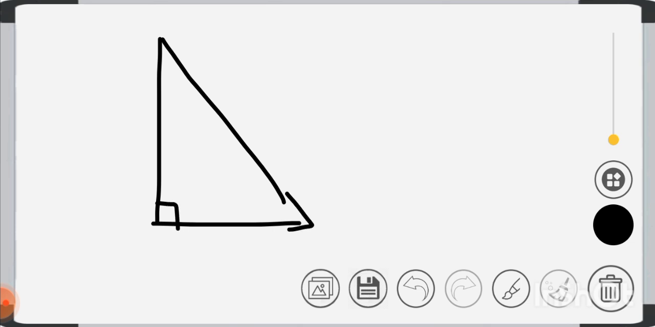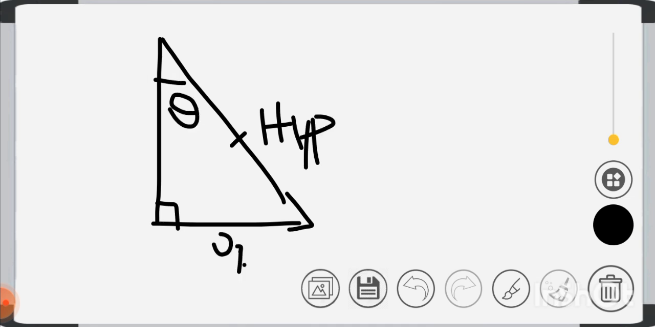Right angle triangle. Yes, what? Hypotenuse. Then if you say it's theta, yes, what? Opposite. And this remaining side is what? Adjacent. Please take note. It's very, very important. Now, let's look at angles of elevation and depression. We'll use these angles of elevation and depression very well.